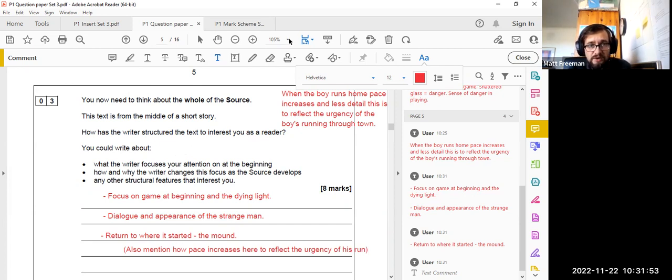So there we go. Very briefly, that is an overview on how to actively read a text like this. Okay. So I'm going to stop recording now.